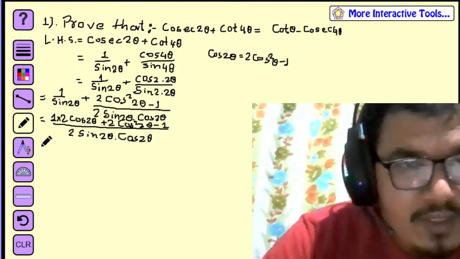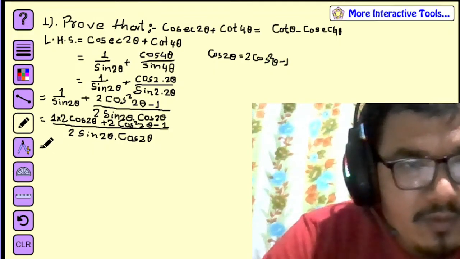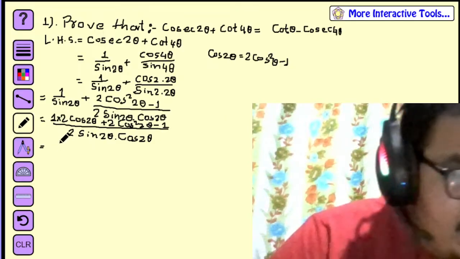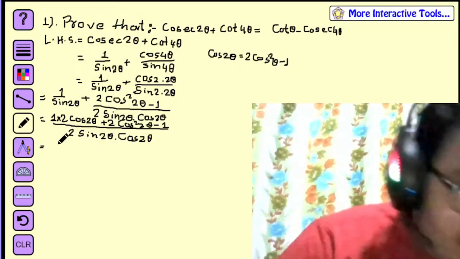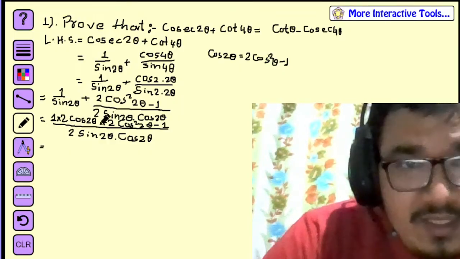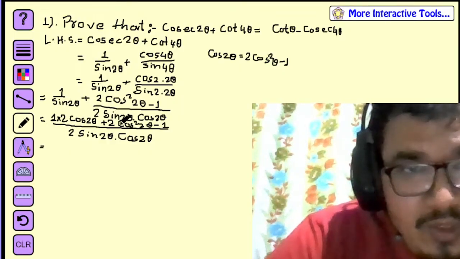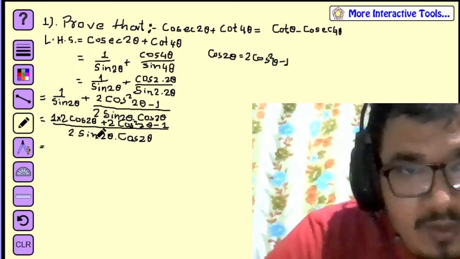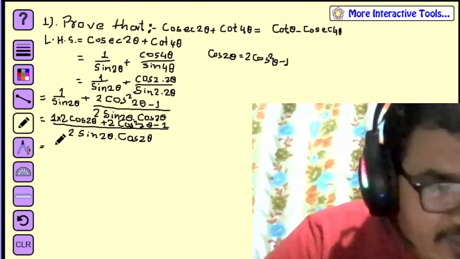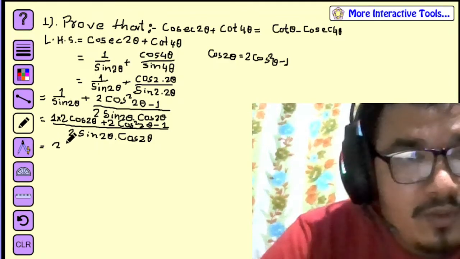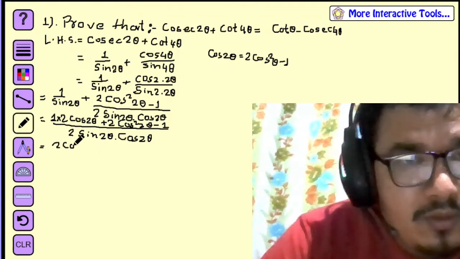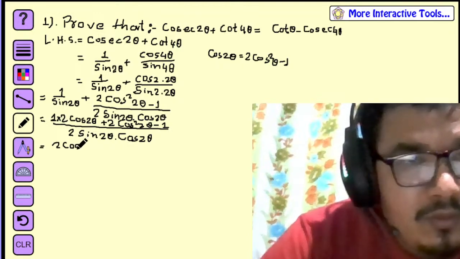Now let's move to the next step. Look here, what we need to do. In these two terms, what is common? There is 2 cos 2 theta common here.